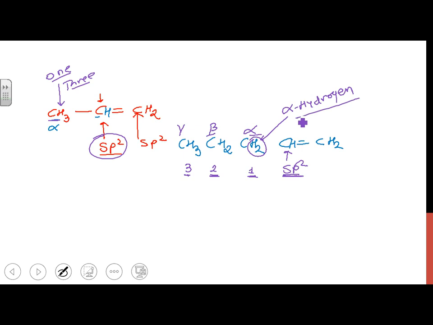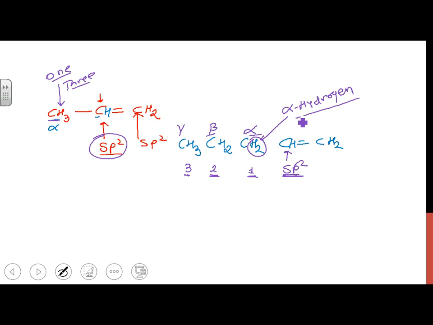Is there any doubt over here? Any questions? If you have not understood anything, ask me. First of all, what is an sp2 hybridized carbon? When carbons make a double bond, it is an sp2 hybridized carbon. The carbon adjacent to sp2 is known as alpha carbon. It should have at least one hydrogen. The hydrogens on the alpha carbon are known as alpha hydrogens.